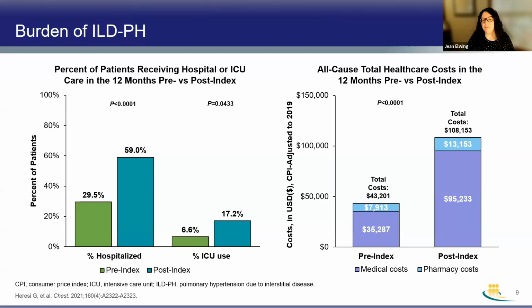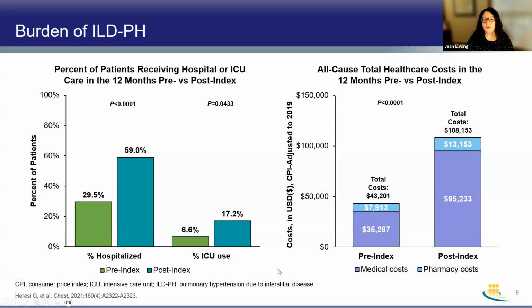What does that diagnosis of pulmonary hypertension in the setting of ILD translate to in terms of interaction with healthcare workers and cost? Well, it's significant. And I want you to take a second and look at this graph here. It really drives home the point that before you were diagnosed with pulmonary hypertension in the setting of ILD, the access to care and the cost of your condition was far less than after. With hospitalization increasing from 29.5% to 59% pre and post 12 months diagnosis of ILD-PH.